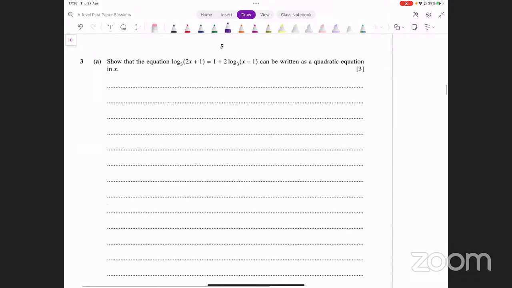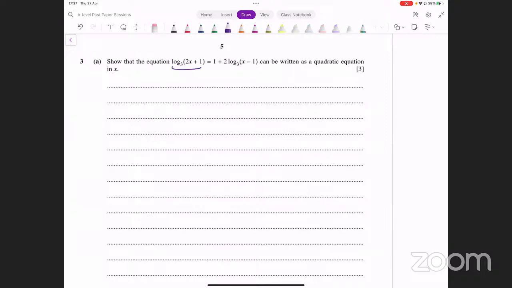Let's look at this one. Question number 3. Show that the equation log of (2x plus 1) with base 3 equals 1 plus 2 into log of (x minus 1) with base 3. So show that this equation can be written as a quadratic equation in x. Okay, we need to show that this equation can be written as a quadratic equation in x. Now, how can we do that?